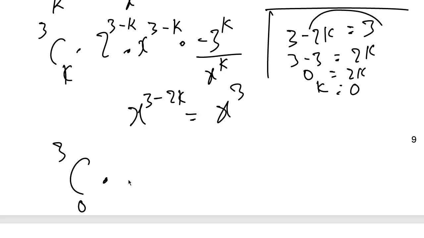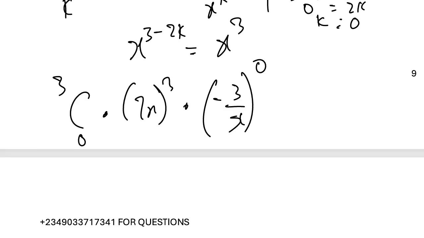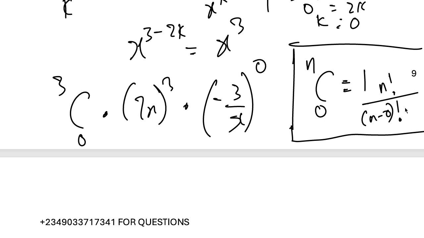You hurriedly move on, and then we only have 3 combination 0, and then we have 2x to the power 3 and negative 3 over x, right, to the power what? 0. Are you getting it? So what will it be? 3 combination 0. It is very important for you to know that n combination 0, for all n that exists, is what? 1. Right? Because n factorial over n minus 0 factorial times 0 factorial. n minus 0 is n, this cancels, and 0 factorial is 1. So don't need to stress yourself.